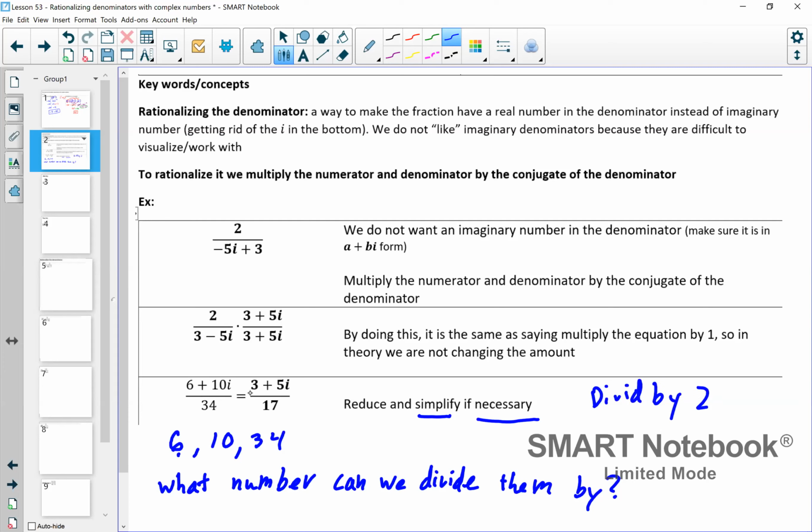6 divided by 2 is 3. 10 divided by 2 is 5. 34 divided by 2 is 17. And that would be our answer in simplest form. Now, is it in the correct order? Yes, the i is second, and we're in a plus bi form on the top. And on the bottom, there are no i's. So we are done here.